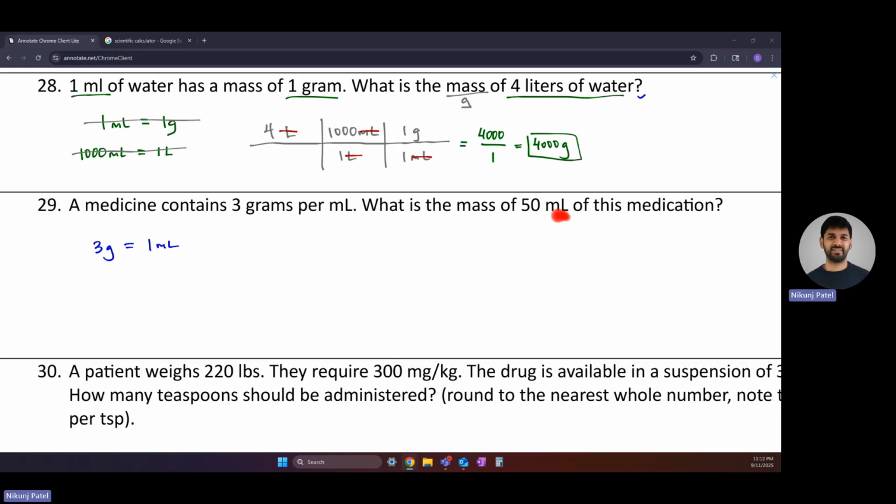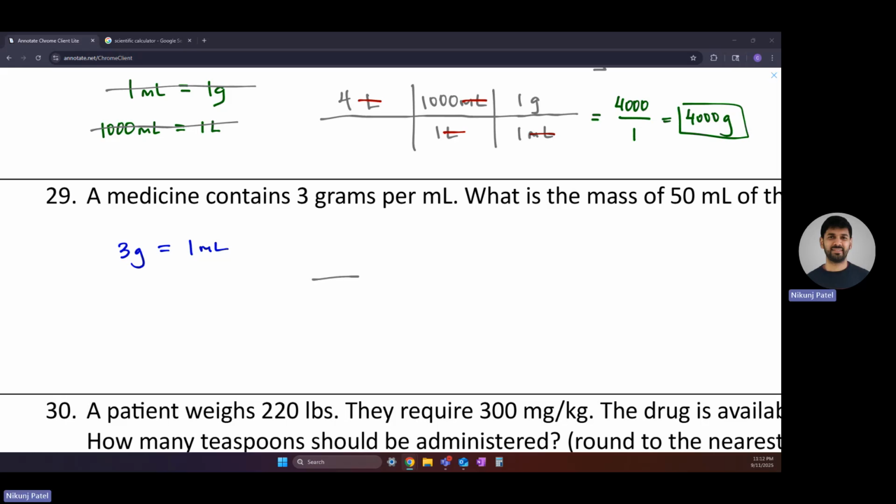What's the mass of 50 milliliters of this medication? So we don't see any of the conversion factors yet. Let's start with 50 milliliters of the medication, which was given to us in the question.